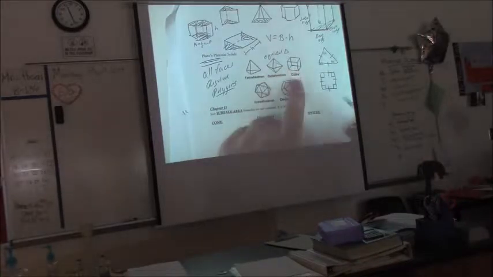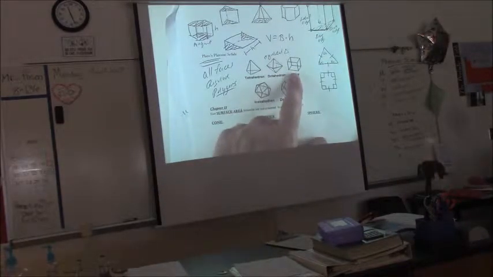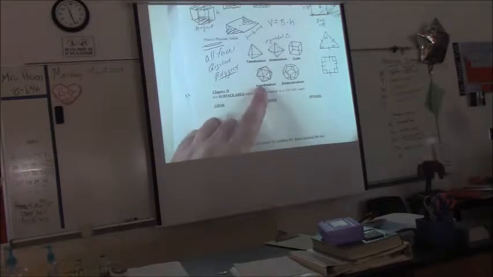A cube is a hexahedron. All the faces are 6-sided, and they're all squares. And then you got these weird ones.